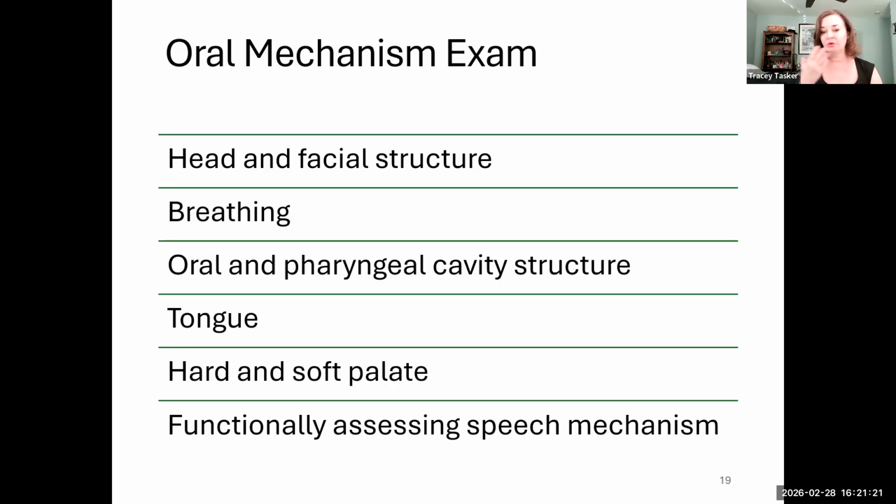We just mentioned the oral cavity, the tongue obviously being very important. There are certain disorders, one is called dysarthria, where there's weakness that could affect their ability to precisely move their articulators. Obviously, the hard and soft palate. If a child has cleft palate, they're going to be affected. And this is really a functional assessment of this whole entire speech mechanism. Okay.